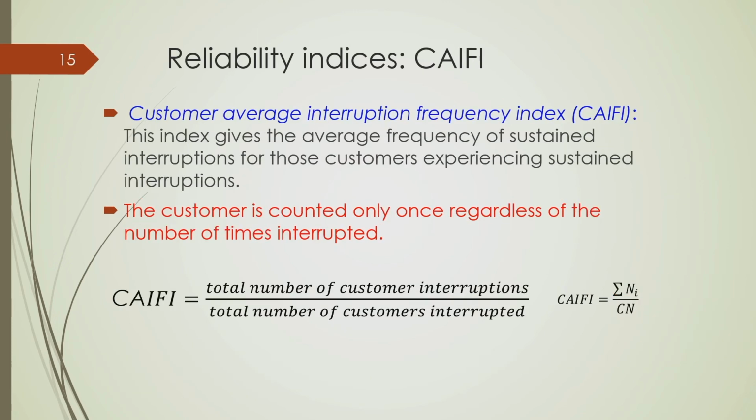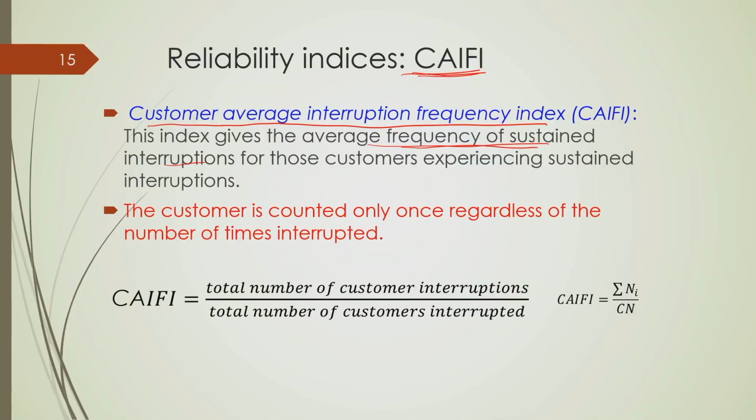Okay. Now, the next reliability index is CAIFI, the Customer Average Interruption Frequency Index, which gives the average frequency of sustained interruption. Whatever indices we discussed so far, all of these indices are for sustained interruptions, to analyze the sustained interruption. So, this index gives the average frequency of sustained interruption for those customers experiencing the sustained interruption.